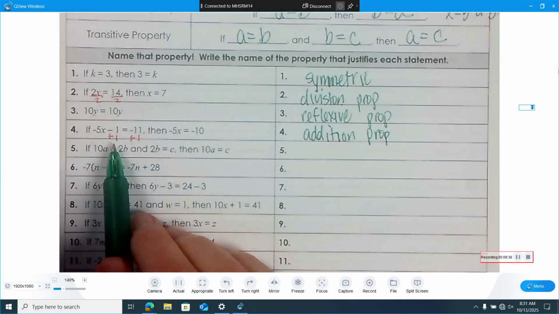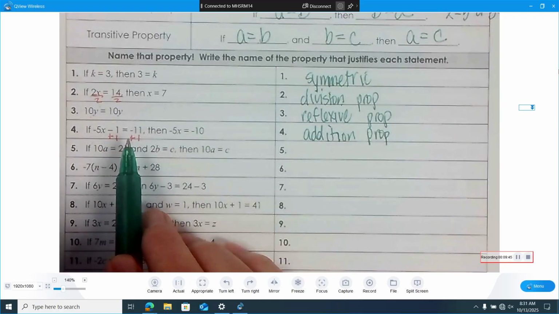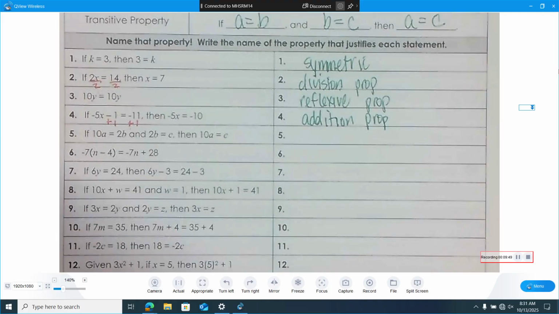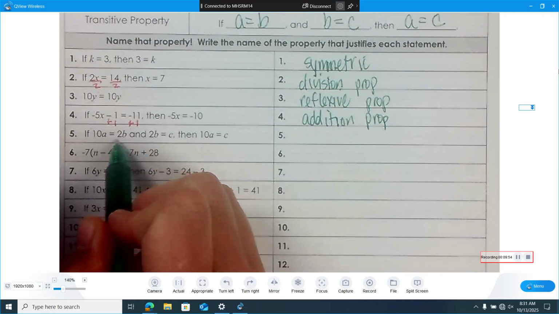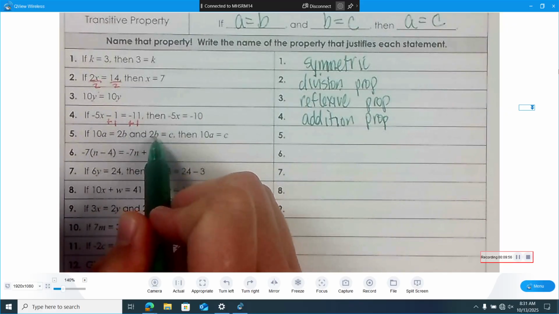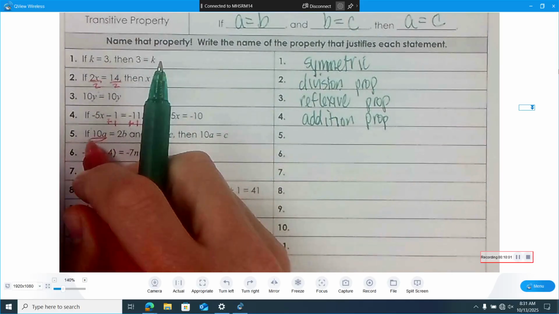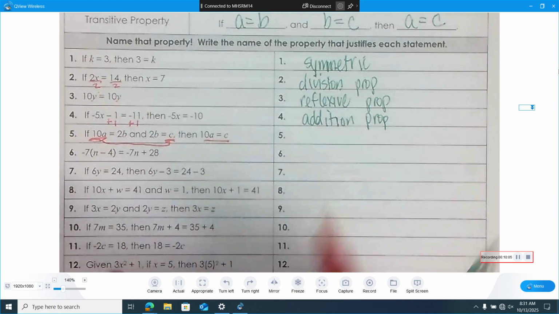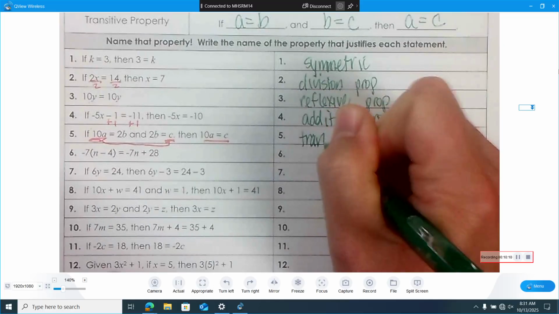And again, this is the thing that's helpful. What operation are we doing to get to the next step? And that's the operation that we are justifying, okay? Okay, if 10a equals 2b and 2b equals c, then 10a equals c is what they're saying right here. What property is that? Transitive, very good.